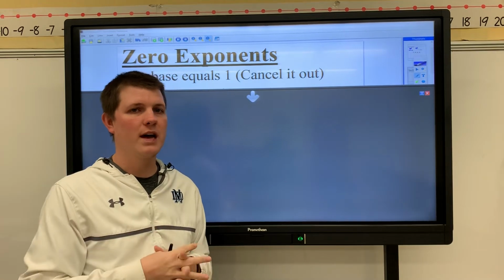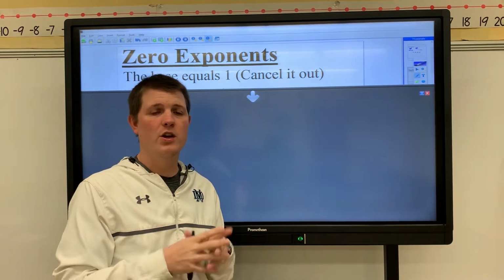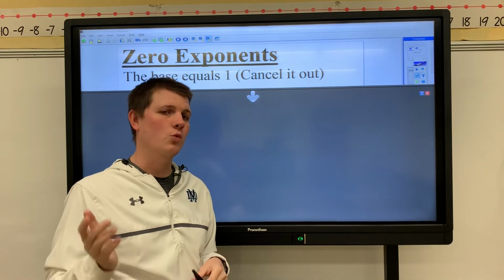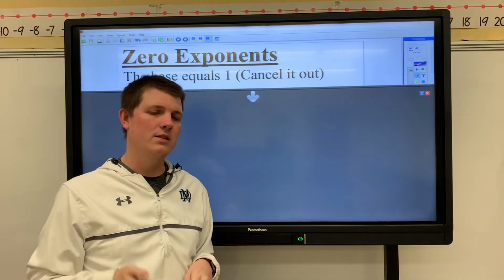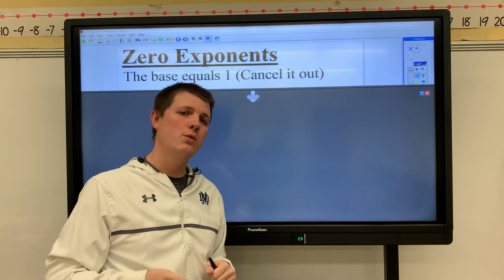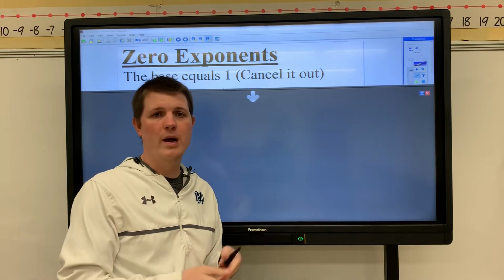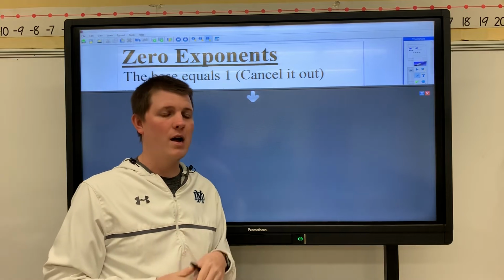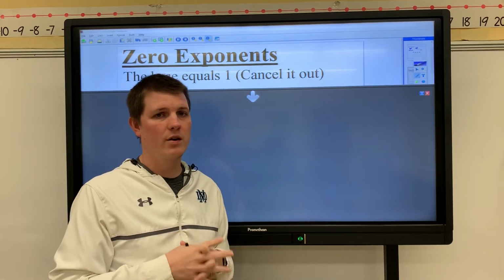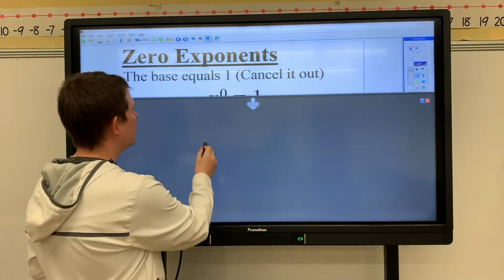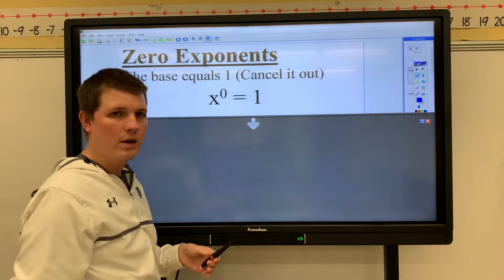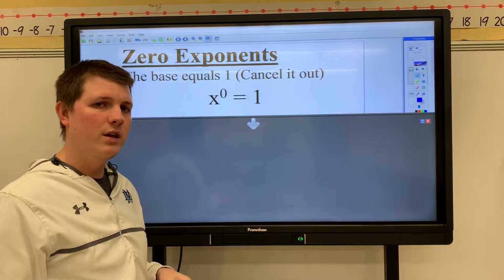If you try these on your calculator right now, most people will think you're going to get 0. But in fact, the answer is 1. Anything raised to the 0 power is always equal to 1. 5 to the 0 power is 1. 10 to the 0 power is 1. 3 to the 0 power is 1. If you try on your calculator, always equal 1. So x to the 0 equals 1. Anything raised to the 0 equals 1.